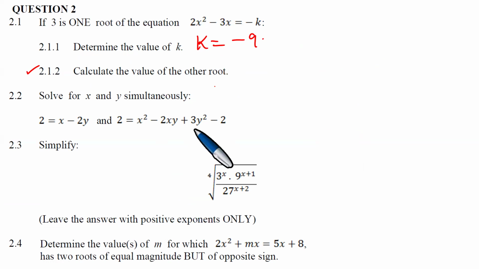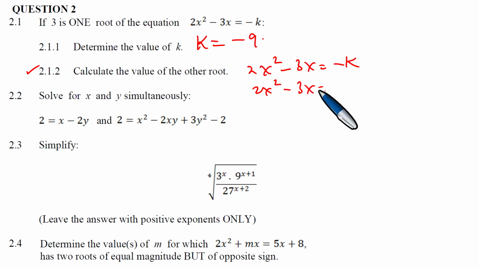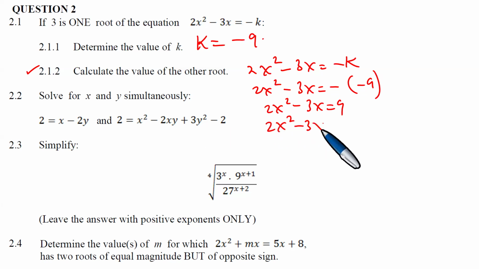Once you get k equals minus 9, you plug it into the equation. So you're going to have 2x squared minus 3x equals minus k. So you have minus, and then minus 9, getting 2x squared minus 3x equals plus 9. And then what do we do? All right, we have 2x squared minus 3x minus 9, and the result is 0. What do we do here now?